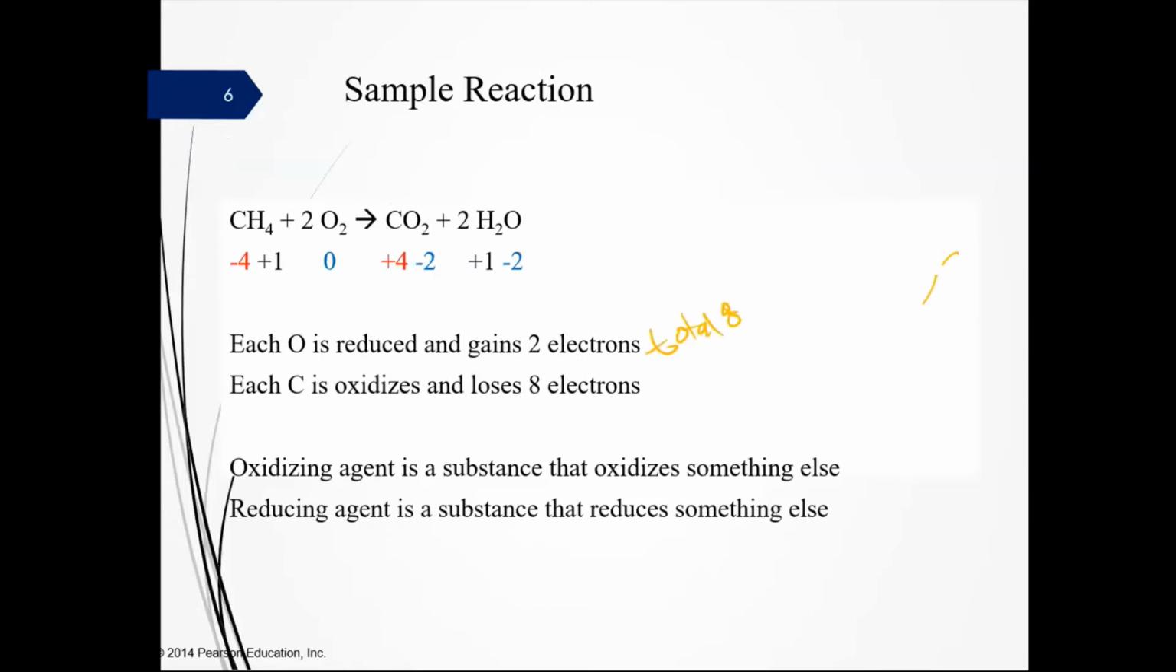Total of the 8 electrons. We have 1 carbon and it's losing 8 by itself. So this is a total of 8 electrons gained. Total 8 electrons lost. And so we have 8 electrons transferred.